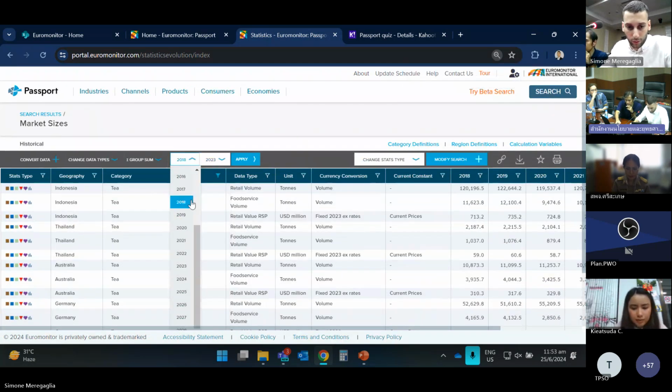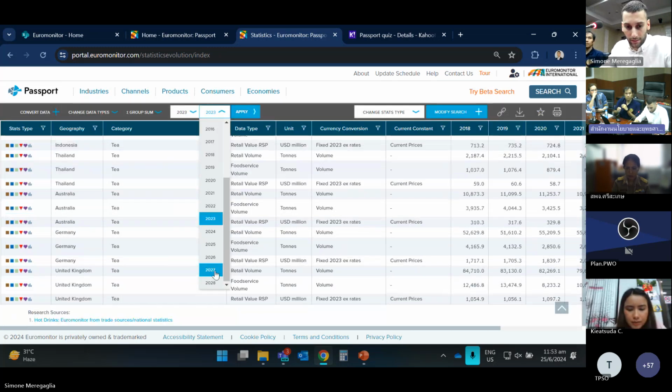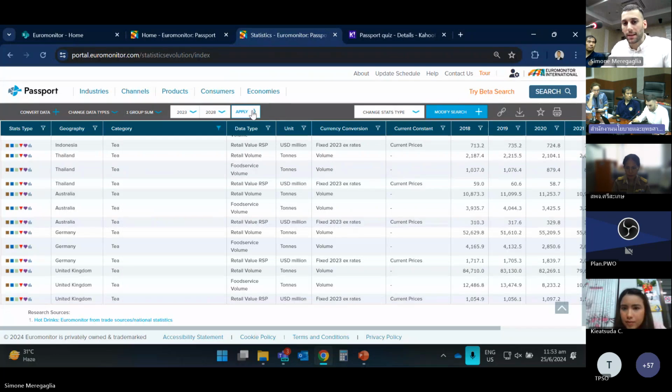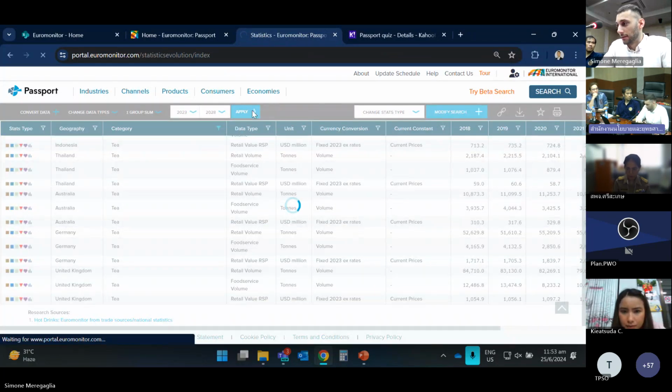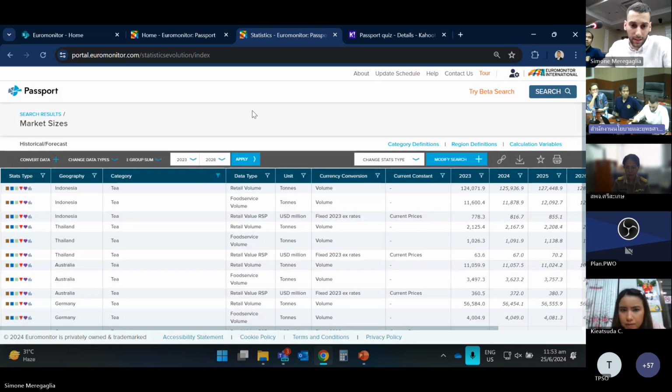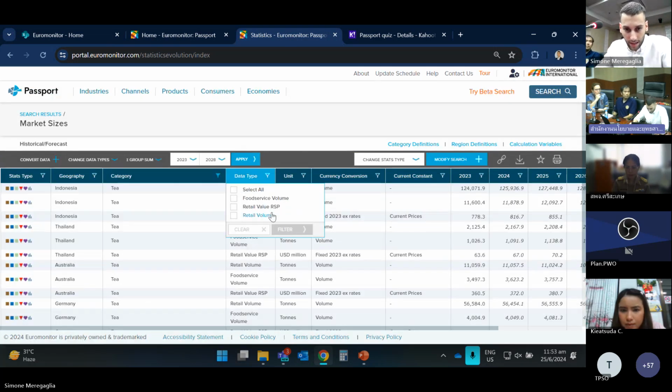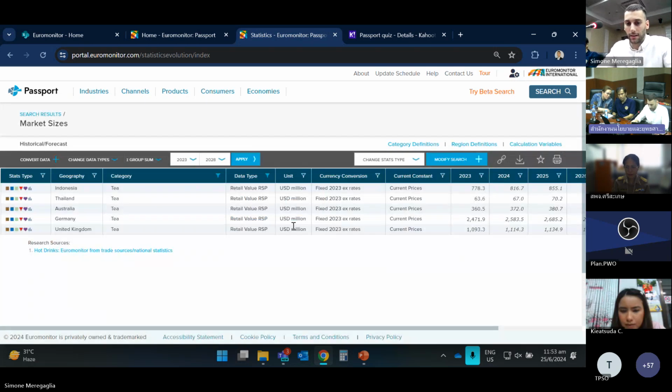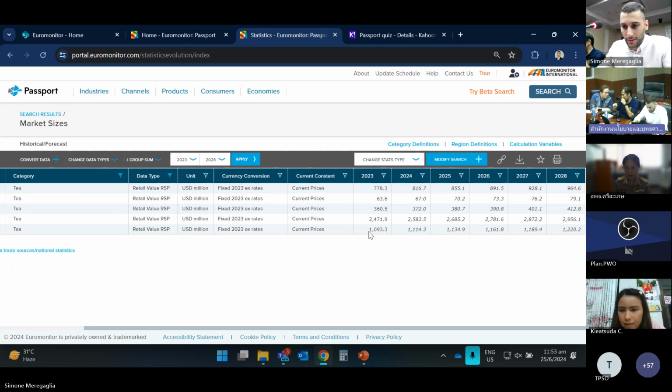And for example, if I want to change the selection, I start from 2023, and I want to go all the way until 2028. And then I click on apply, it will give me the forecasts for these categories for the next 5 years. Again, here, let me just isolate retail value, so the sales in retail for tea. And these are the forecasts on how we see countries growing in the next 5 years.